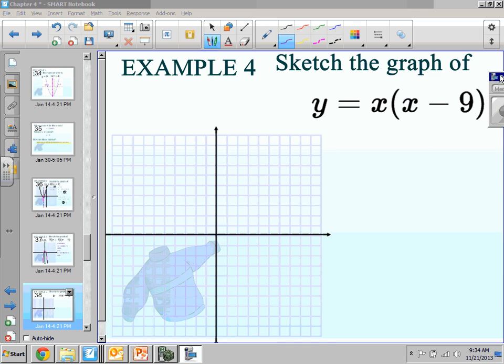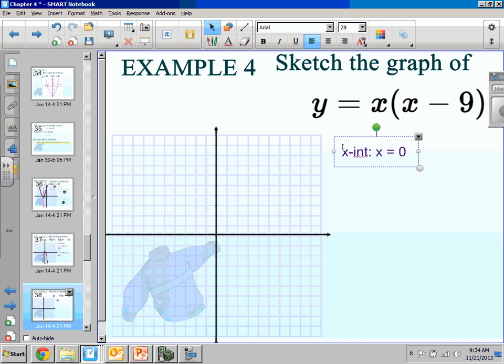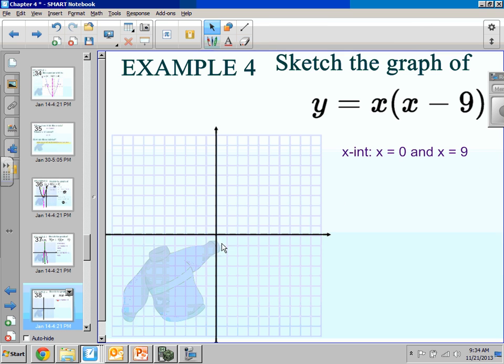Okay, now if we take a look at this one, we have x times x minus 9. If we're going to look at our x-intercepts, the x-intercepts occur when y is 0. So our x-intercepts are going to be 0 and 9, solving that factored equation. And if it's not factored, you just factor it yourself. So I'm going to put those 2 points on my graph at 0 and at 9.